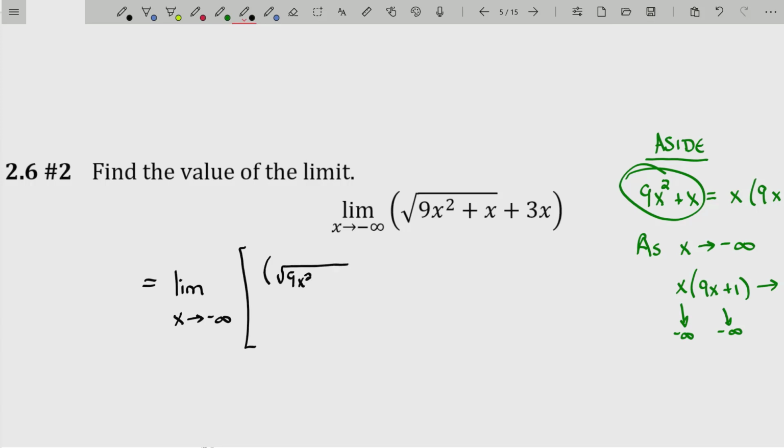This is going to be the square root of 9x squared plus x plus 3x. And then you're multiplying it by its conjugate, both numerator and denominator.